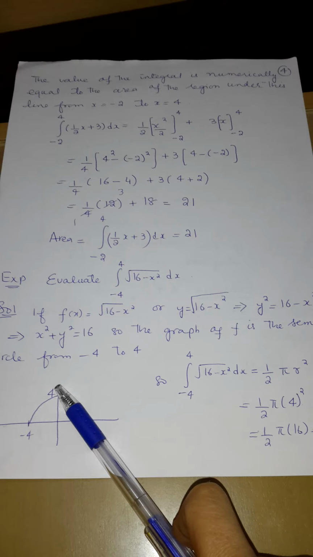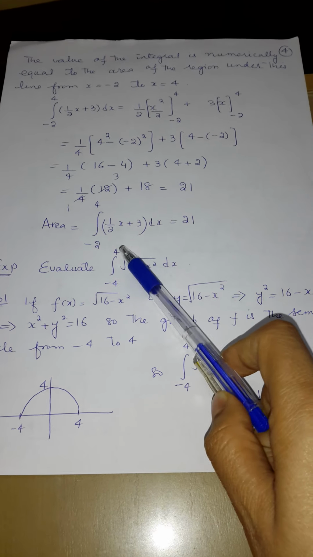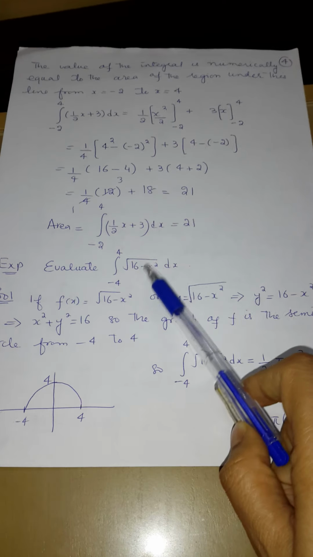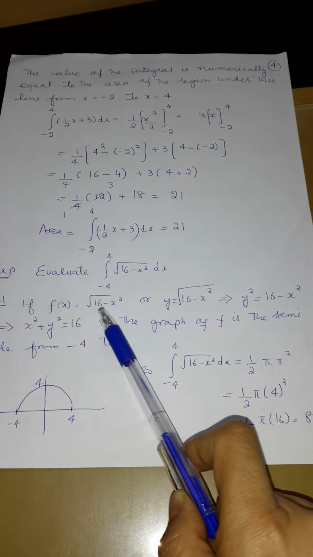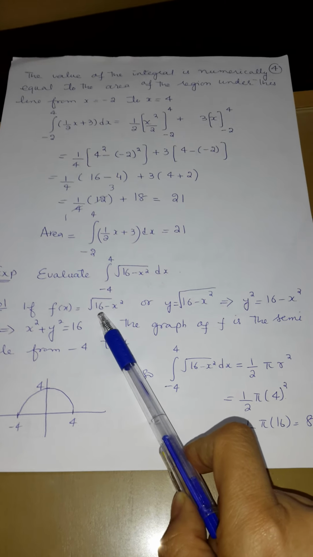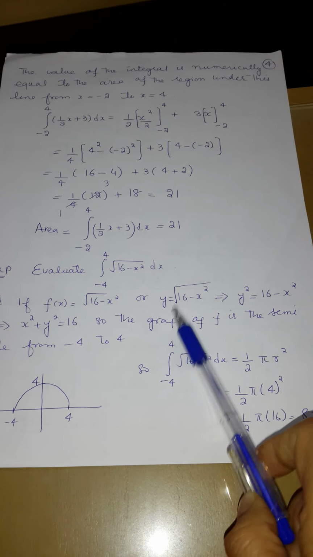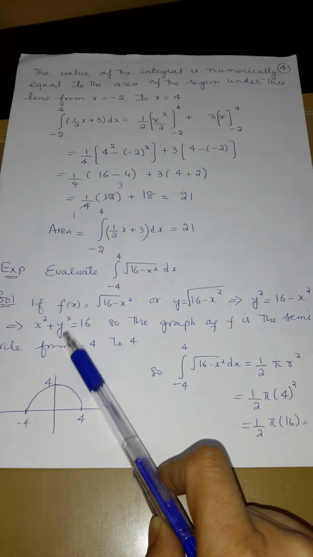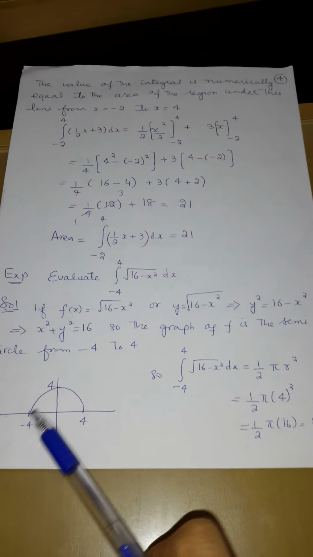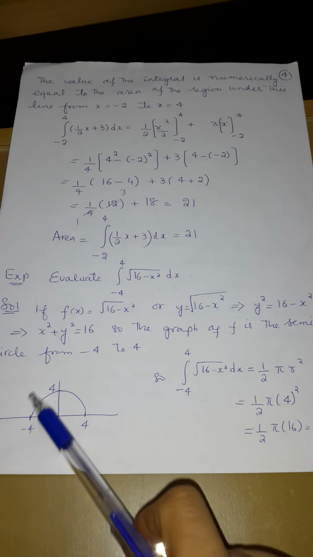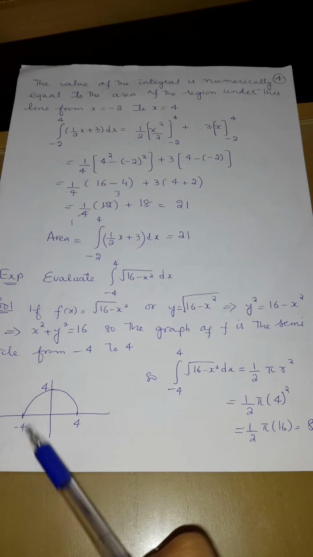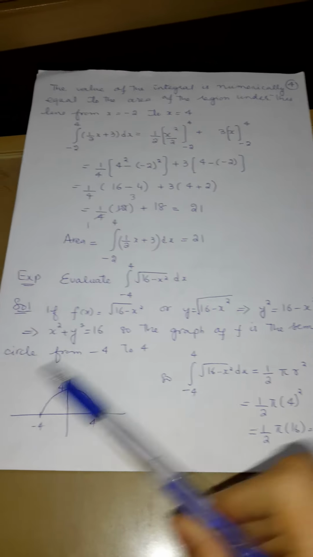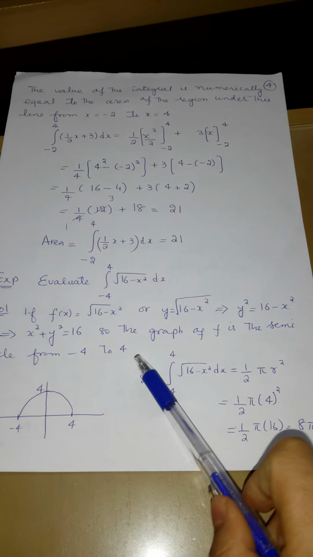Now we have another example. It is the integral from -4 to 4 of the square root of 16 minus x square. Now here f of x is equal to the square root of 16 minus x square. You can see it is simply the equation of a circle, x square plus y square equals 16. It is the equation of a circle with radius 4. So the graph of the function is a semicircle from -4 to 4.